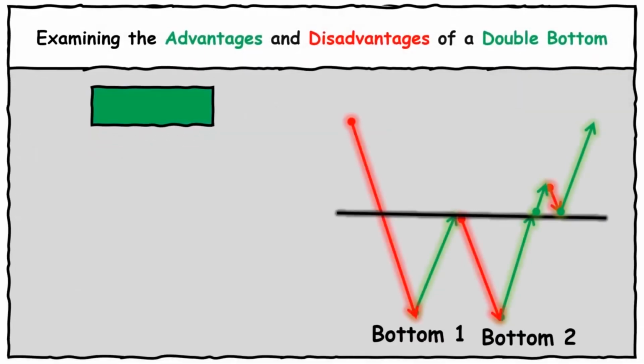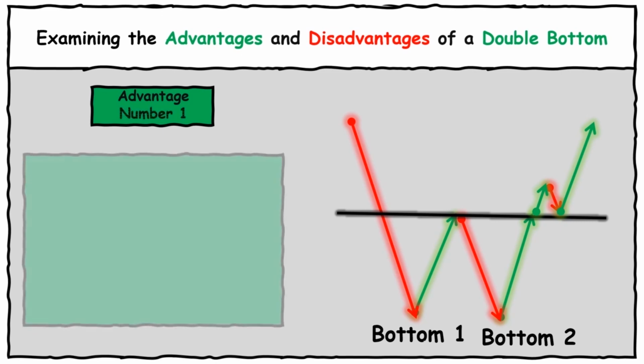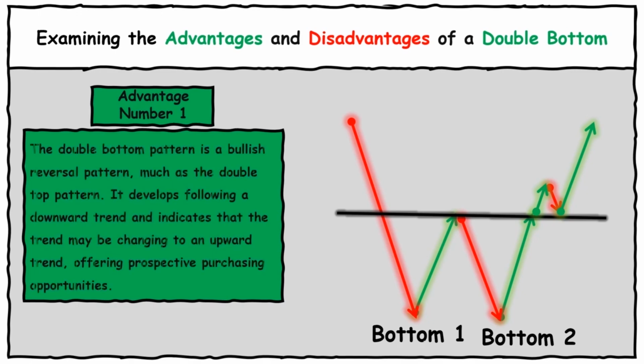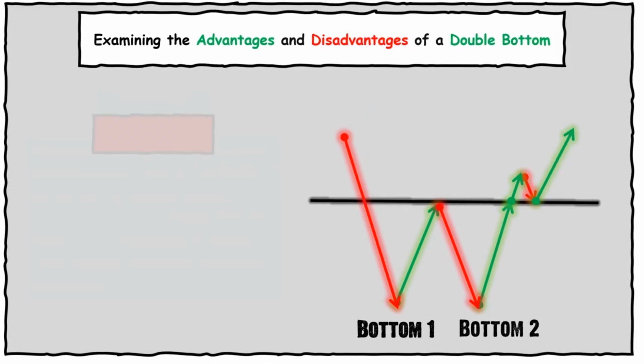Examining the advantages and disadvantages of a double bottom. Advantage number 1. The double bottom pattern is a bullish reversal pattern, much as the double top pattern. It develops following a downward trend and indicates that the trend may be changing to an upward trend, offering prospective purchasing opportunities.